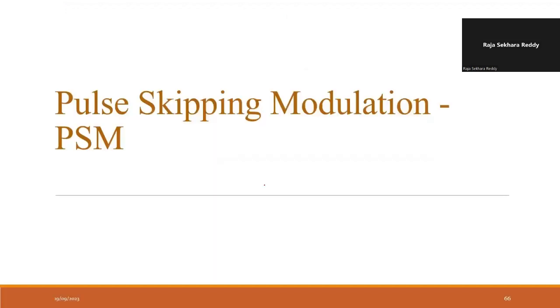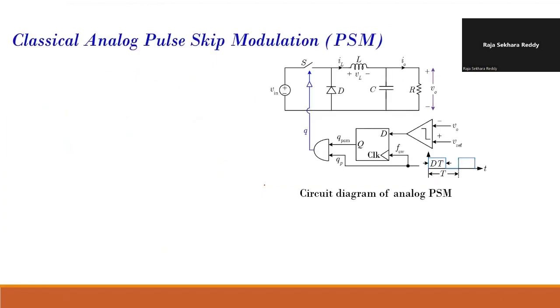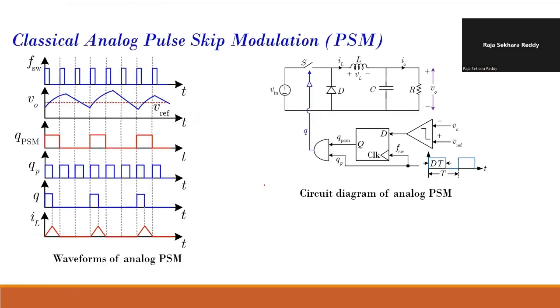So I'll just quickly go through pulse skipping modulation. In pulse skipping modulation, when your reference voltage is less than your output voltage, then you give the PSM signal. Okay, your output voltage is more than your reference voltage, then you give the PSM signal. Actually, this graph is not exactly correct. QPSM.